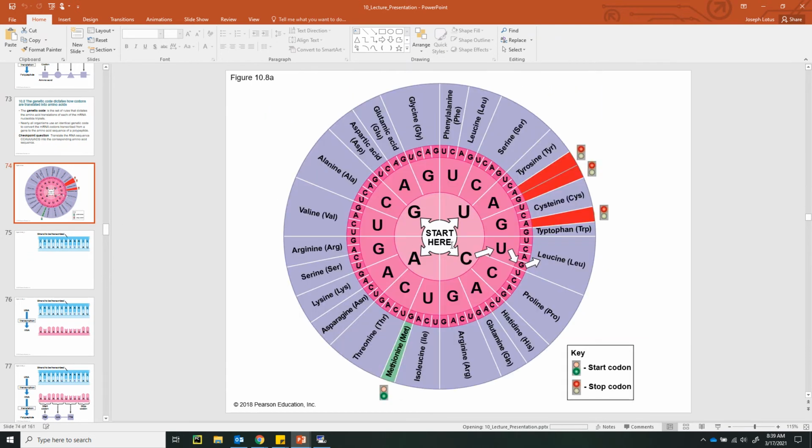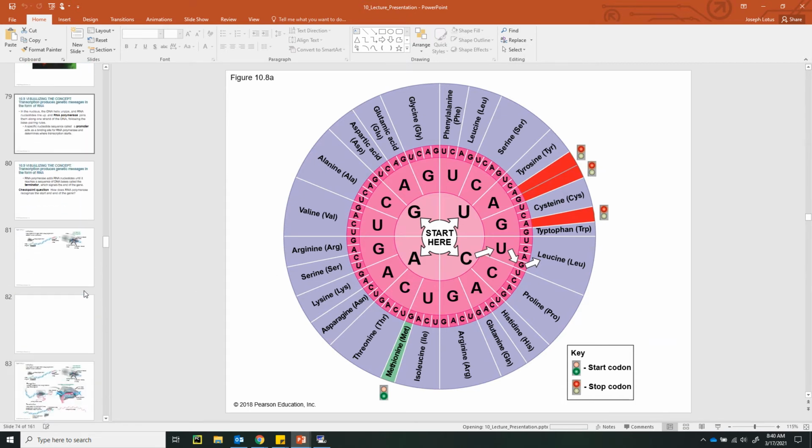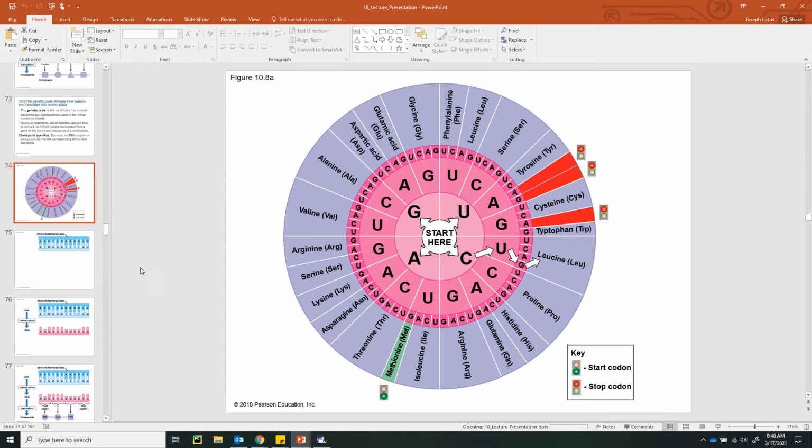And there's different types of codon charts you can use to figure out which amino acid we're going to build. This one's pretty popular, this circle. I kind of prefer a different type of codon chart that looks like a table. I'll show you that one later, but a lot of people like this one. They think this one's a little easier. So either one is fine.